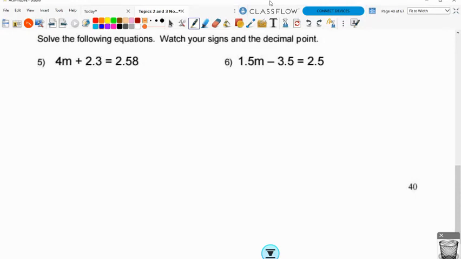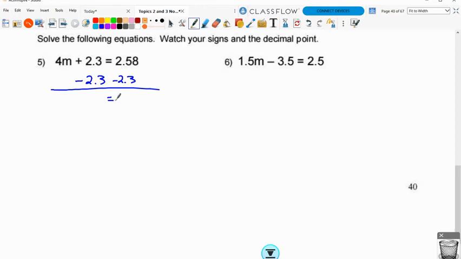Let's look at some equations that contain decimals in them. In question number 5, we have 4m plus 2 3/10 equals 2 58/100. This again is a two-step equation, and our goal is to get the variable term alone first, and then figure out the value of 1m. So the variable term is on the left-hand side, 4m, but it's not alone. It has the 2 3/10 with it. So we'll start by subtracting 2 3/10 on both sides in order to get the variable term all by itself.